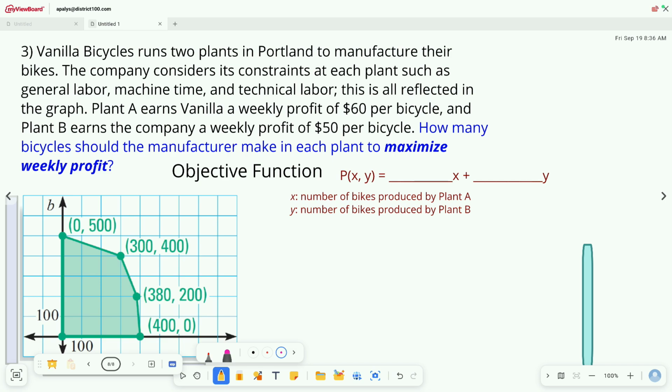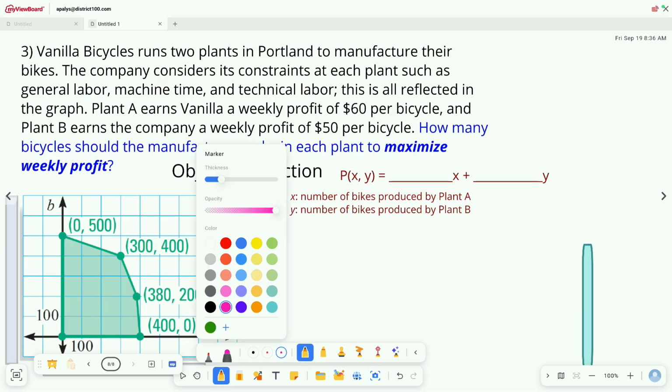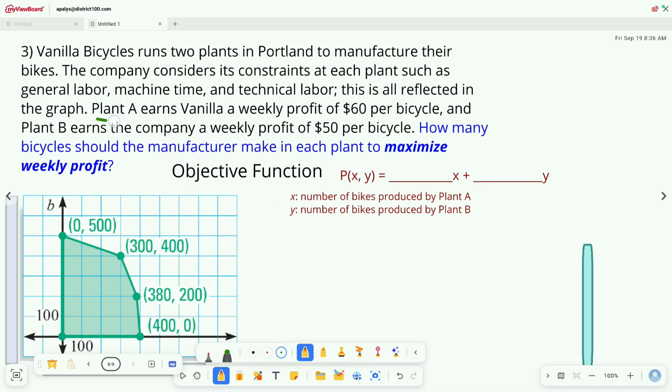So now for us to write this objective function, we have plant A earning $60 per bike, because it says X is going to be the number of bikes produced by plant A.